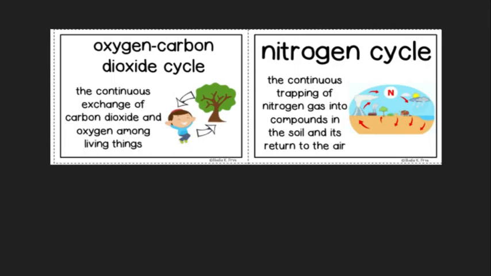All right, let's talk about a different cycle. We have the oxygen carbon dioxide cycle, which is something that benefits you very much. It's the continuous exchange of carbon dioxide and oxygen among living things. So we always talk about how we need more trees, we need more plants because of the fact that they release oxygen. We use that oxygen, we release carbon dioxide. They like our carbon dioxide. So it works out for us very well in our ecosystem.